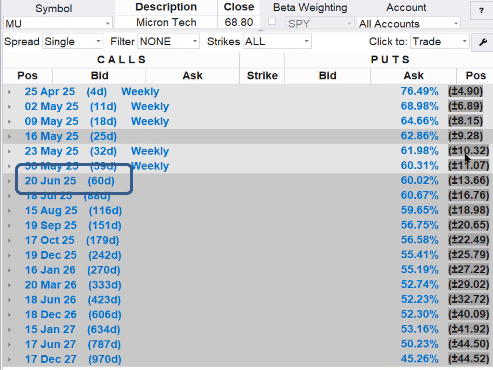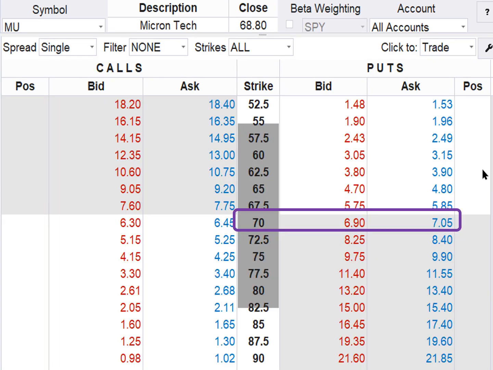MU has plenty of option chains to choose from. We're going to use the June 20 chain. Right now, the June 20 options have 60 days to expiration. Here's part of the MU option chain for June 20. MU closed at 68.80 on Friday. That means any puts on the list from 90 to 70 are in the money.